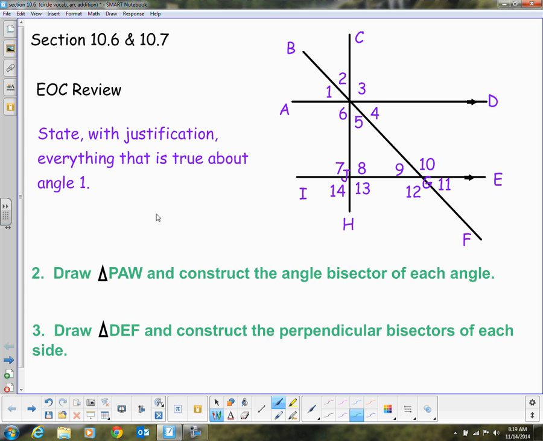All right, this is question 1. Sorry, I didn't number it. Okay, number 1. It says state with justification everything that's true about angle 1. So we have angle 1. What's one thing you know about angle 1? It's vertical to 4, meaning angle 1 is congruent to angle 4. And the justification is vertical angles are congruent, or are equal.